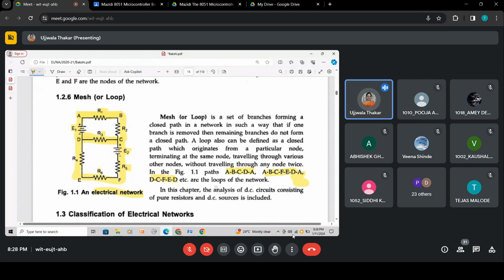What is the meaning of electrical network? I'm just revising it again. An electrical network will have an energy source and it will have electrical elements. We are dealing with a simple DC circuit, so there will be a DC source and a simple electrical element which is resistance. Okay, we have understood the concept of node, junction, loop, branch.